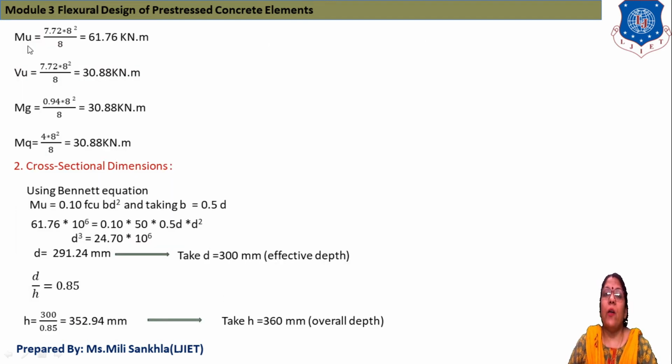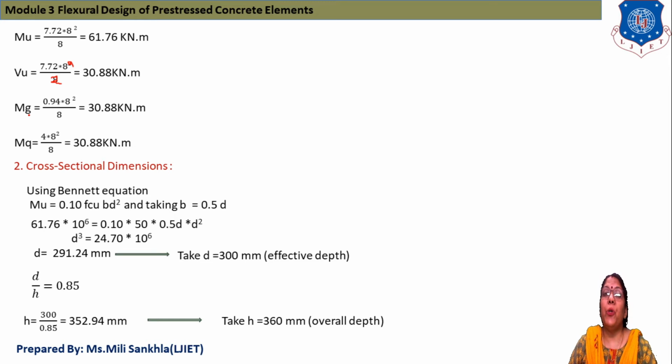Now we find out moment, that is WL square by 8. W is equal to 7.72 and span is equal to 8 square divided by 8, 61.76 kilonewton meter. Then ultimate shear force is equal to WL by 2, please correct it, this one is WL by 2. Now W is equal to load 7.72 into 8 divided by 2, that is 30.88 kilonewton.